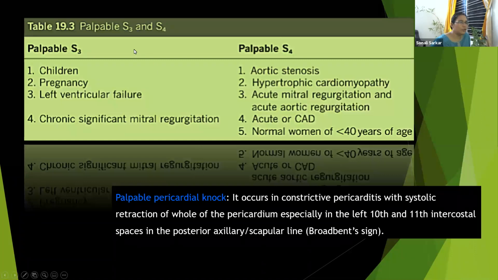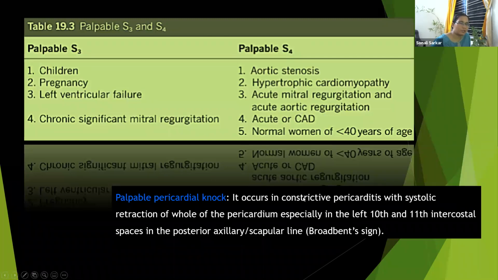Now, what are the causes of palpable S3 and S4? A palpable S3 occurs in children, pregnancy, left ventricular failure, and chronic mitral regurgitation. A palpable S4 occurs in aortic stenosis, hypertrophic cardiomyopathy, acute mitral and acute aortic regurgitation, and normal women of less than 40 years of age.